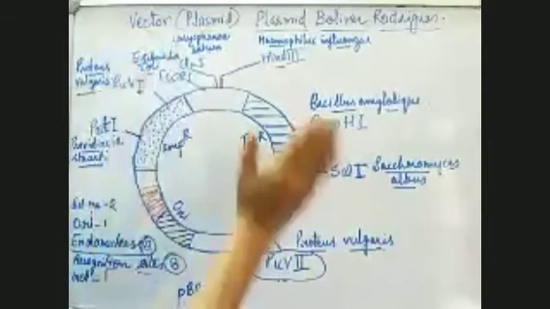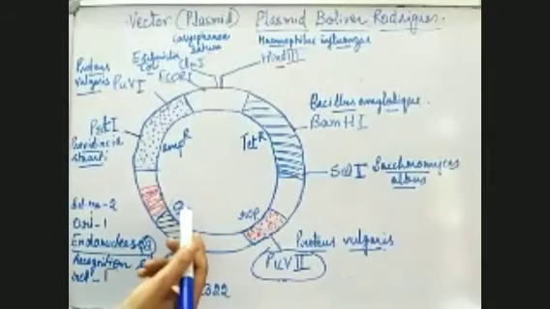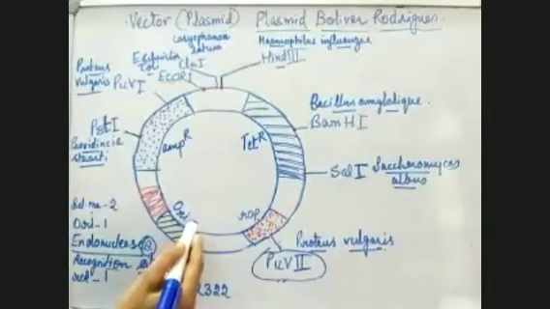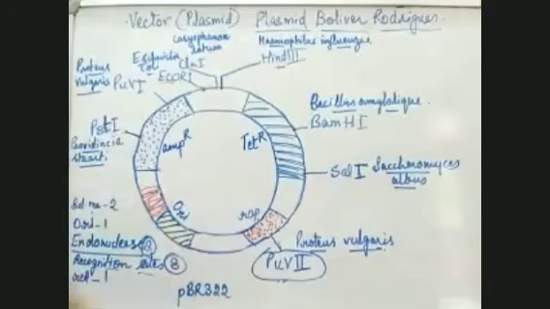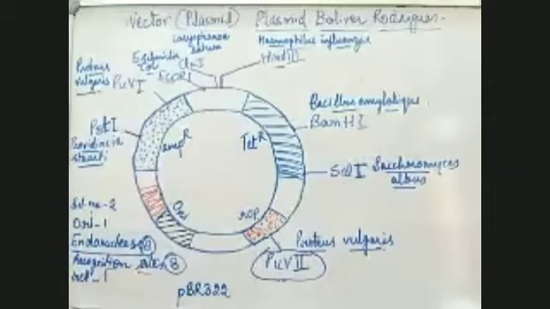Now, this is an artificially made vector. What does it consist of? It consists of ori. Ori is the origin of replication, and every vector should have this origin of replication, because only if the origin of replication is there will this increase in number and make multiple copies. Many copies of a desired gene will only be made if there is an ori, because ori is the point where replication is done, where they increase in number, where multiple copies are made.